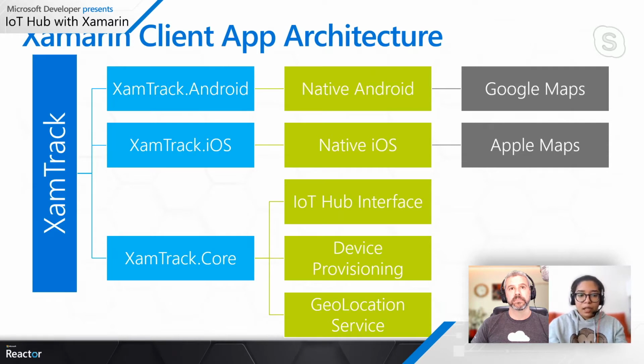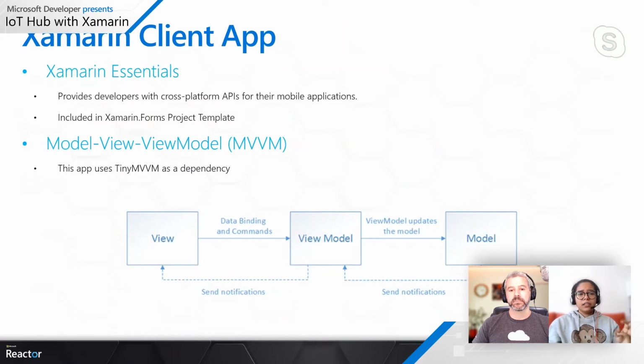Next up, we have Zamtrack Core. In this core project is where all the awesome fun stuff lies. It has the services that I was talking about. It has the IoT Hub interface, which Ben is going to show how we can connect to IoT Hub. We're going to learn how the device provisioning works. And we're going to look at the geolocation that's grabbing the latitude and longitude value for each device, right?